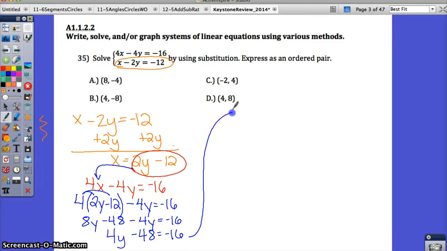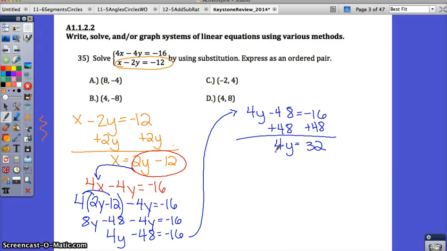I'm going to pull this up higher so I can keep working. So I have 4y minus 48 equals negative 16. To solve for y, I undo PEMDAS, so I add 48 to both sides first. Now I have a 4y equals, watch the signs here, and you can use your calculator on the test, but a positive 48 take away 16 is going to give me a positive 32. And then divide by 4 to find what y equals. Y equals 8.